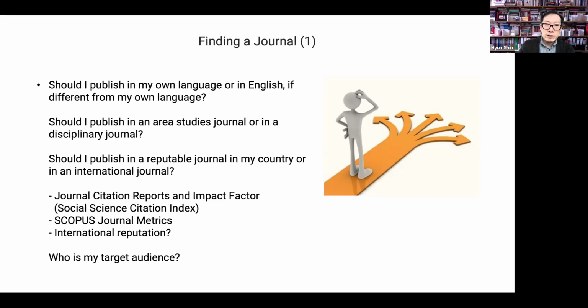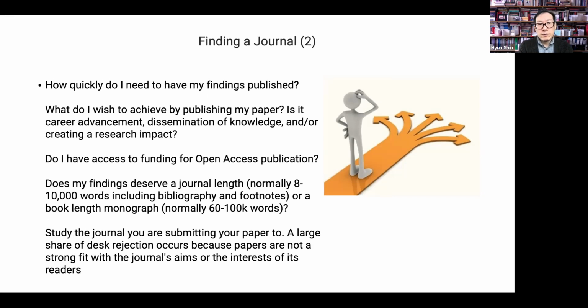Very importantly, always think about who's your target audience. Further issues to consider will be these. First of all, how quickly do I need to have my findings published? Some journals obviously have reputations for taking such a long time to get published.